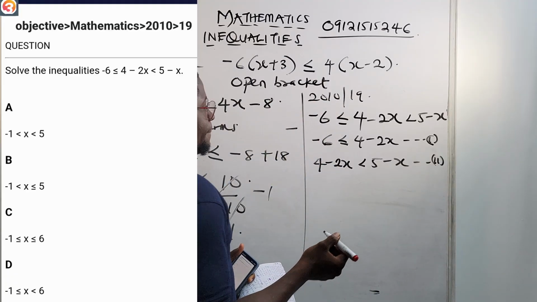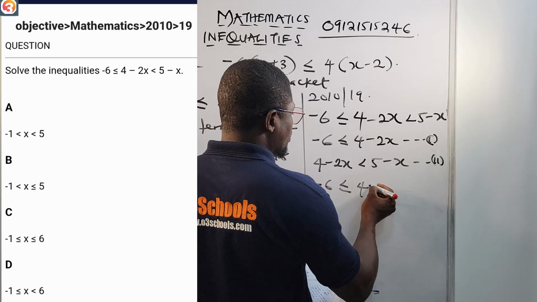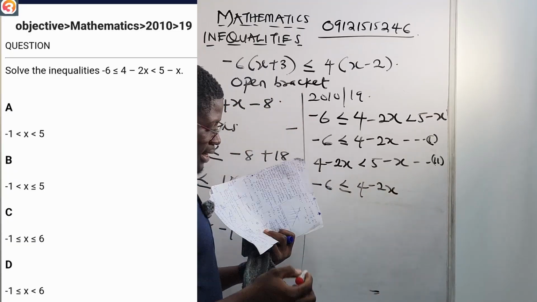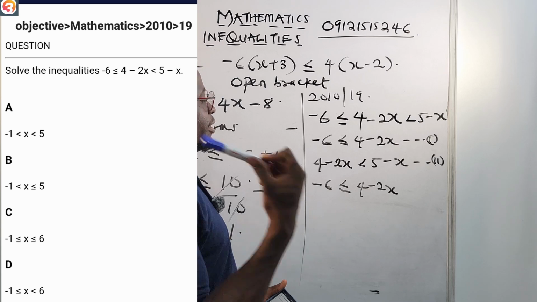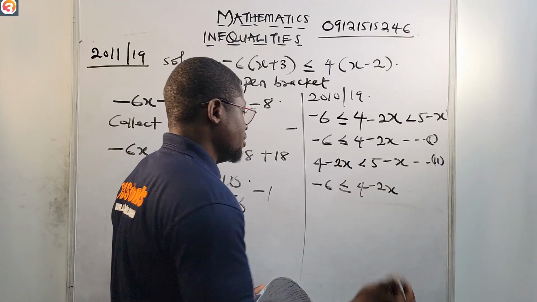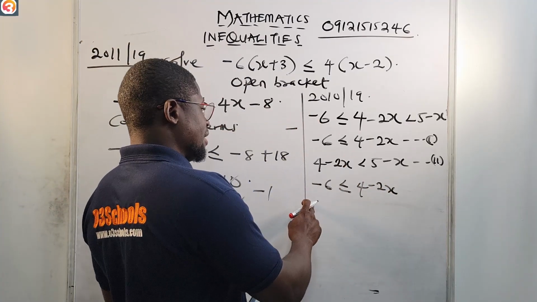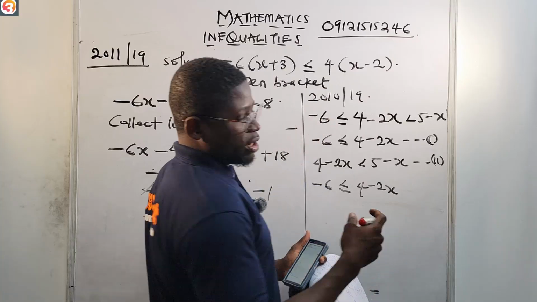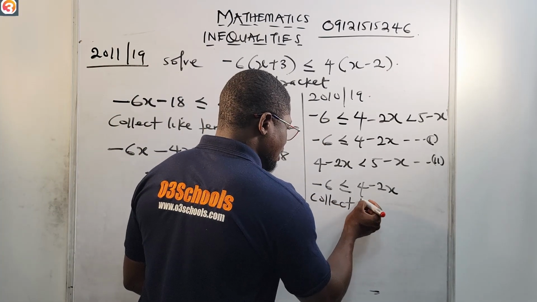So let us do that. Let us solve this first case. Minus 6 less than or equal to 4 minus 2x. Minus 6 is on this side, minus 2x is on the other side. So let us carry my 4 to come and meet minus 6. Or we can carry minus 2x and come here, and then carry minus 6 there. Anyone we like, we can do.